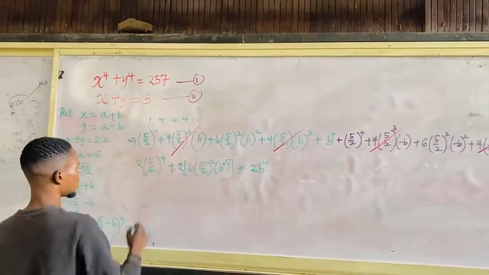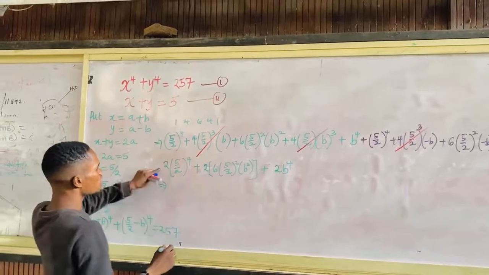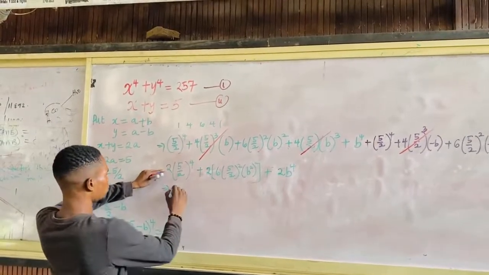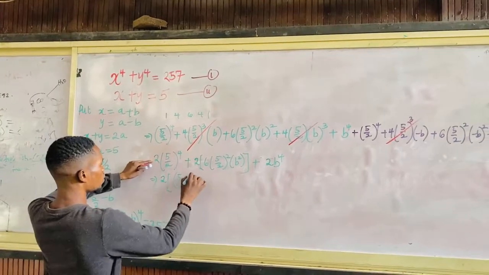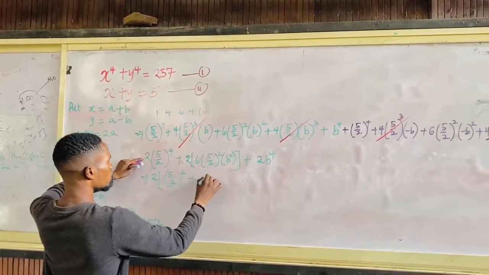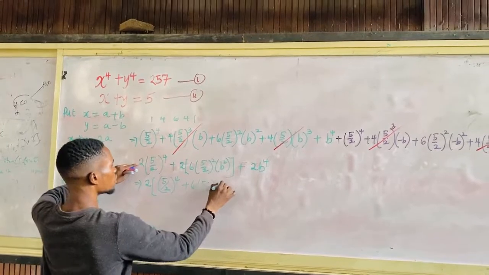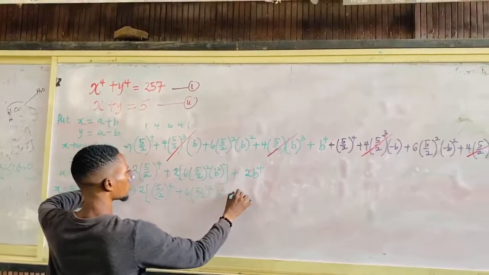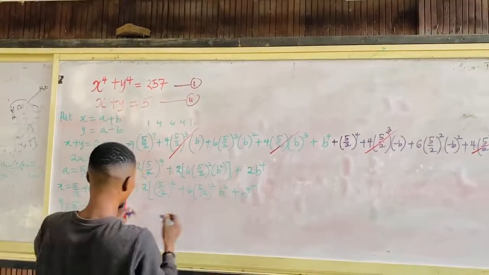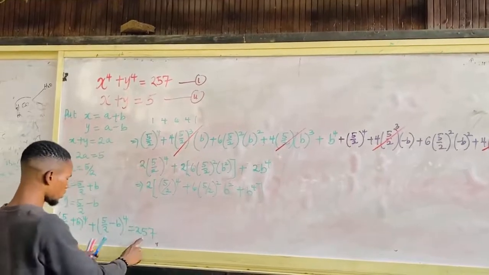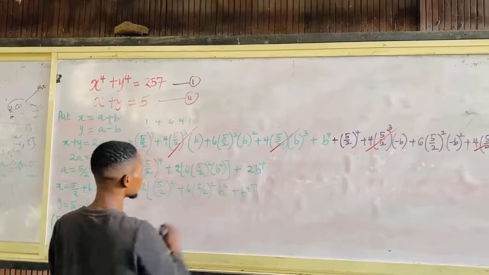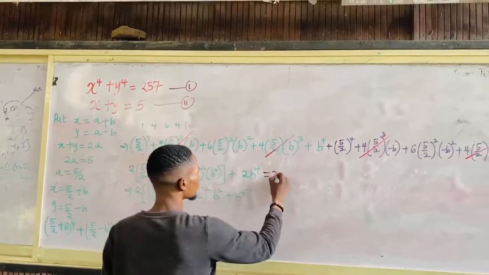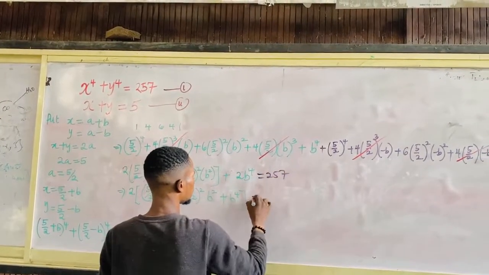Now we notice that 2 is a common factor: 2 into bracket 5 over 2 raised to the power 4 plus 6 into bracket 5 over 2 raised to the power 2, b raised to the power 2, plus b raised to the power 4. And it is equal to 257, the expansion of this plus this, which is equal to 257.